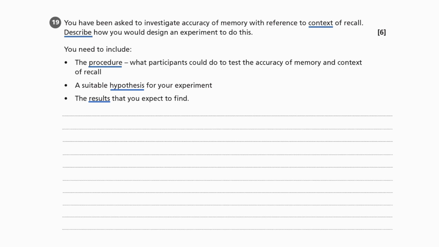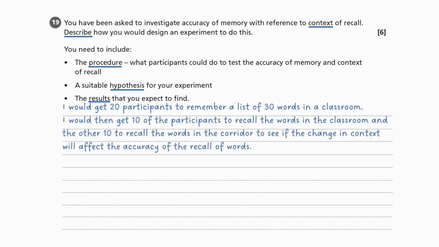So let's have a little look at a sample answer to this then. So in terms of the procedure, I would get 20 participants to remember a list of 30 words in a classroom. I would then get 10 of the participants to recall the words in the classroom, and the other 10 to recall the words in the corridor, to see if the change in context will affect the accuracy of the recall of words. So in there, it's very, very clear exactly what is going to happen and what participants will actually be expected to do, so you can actually test the accuracy of memory.